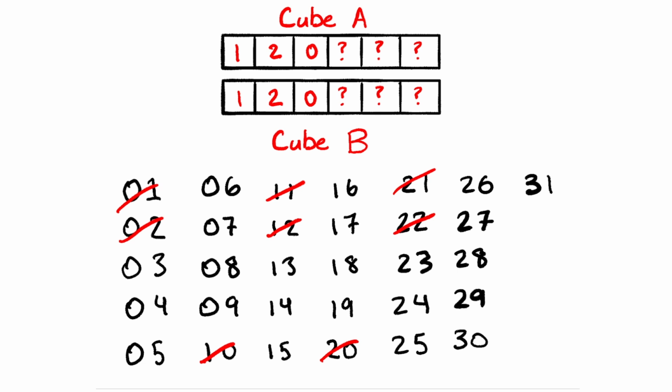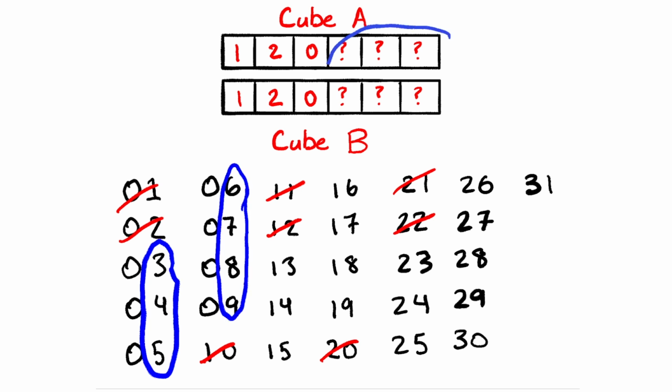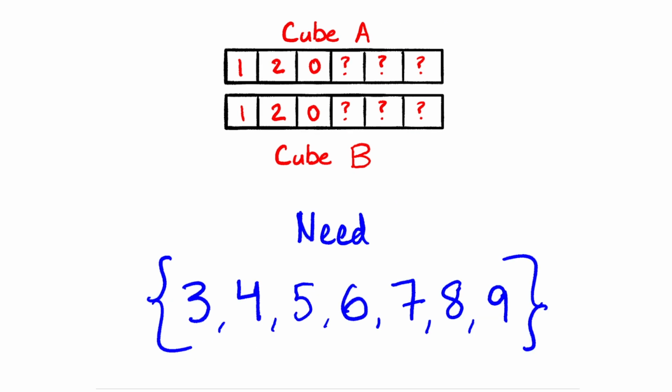But now we're left with a new problem. We need at least 7 more digits, but we only have 6 more spots. And the digits we need are 3, 4, 5, 6, 7, 8, and 9. The way we solve our 7 digits in 6 spots problem is actually related to the geometry of a cube.